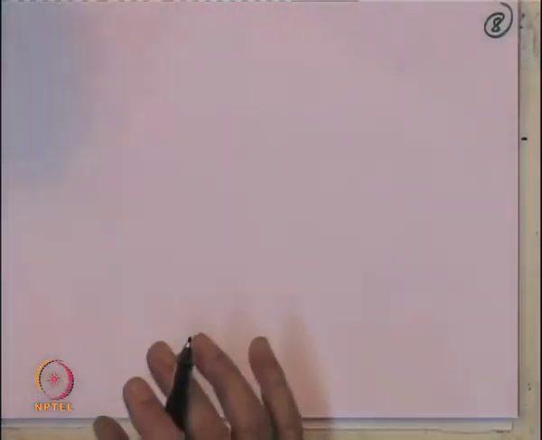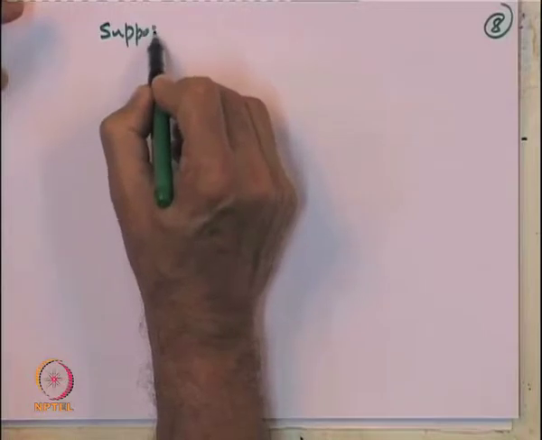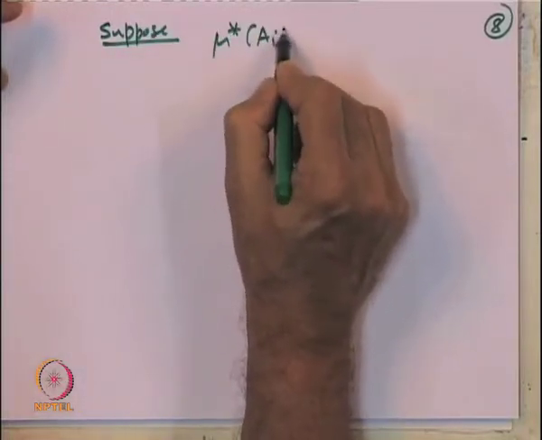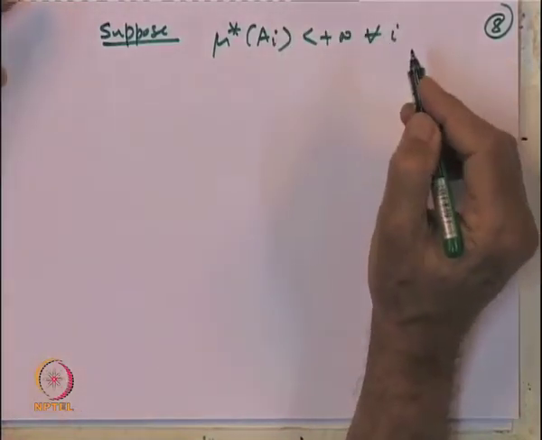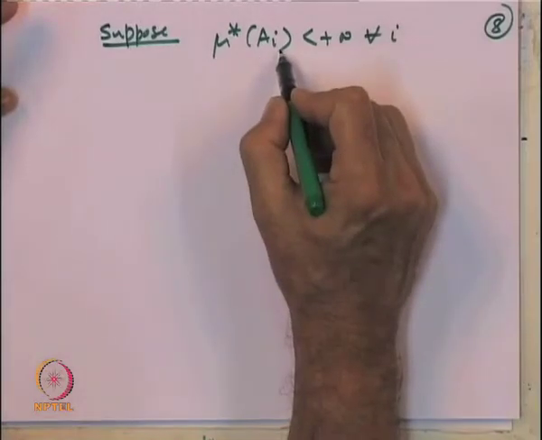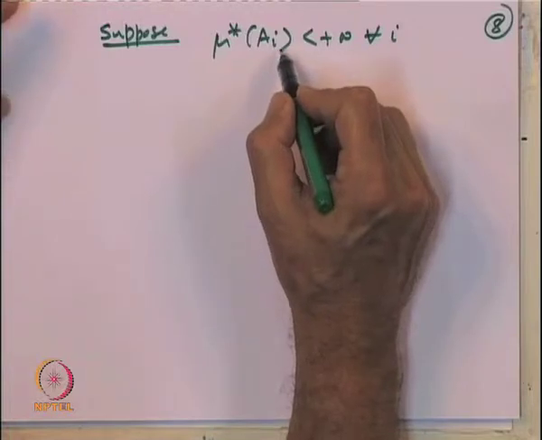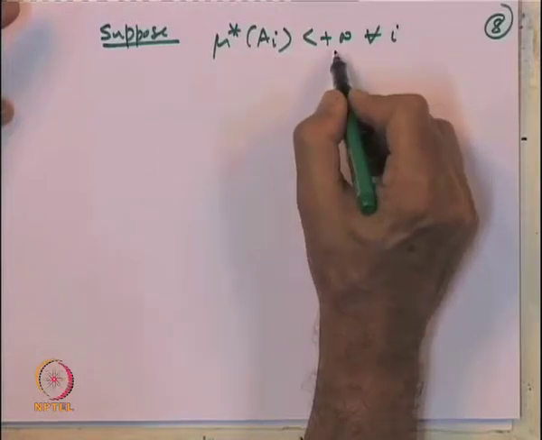Finite. So, let us assume, suppose mu star of each A_i is finite for every i. Now, what is mu star of A_i? Mu star of A_i is the infimum of a certain collection. So, here we are going to use the property of something being infimum and that being finite.